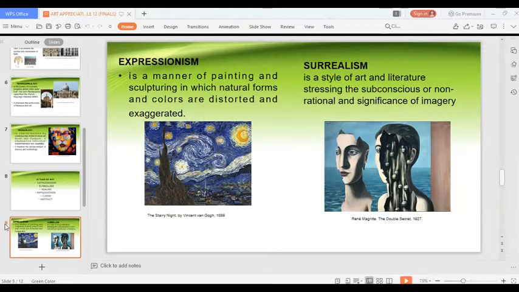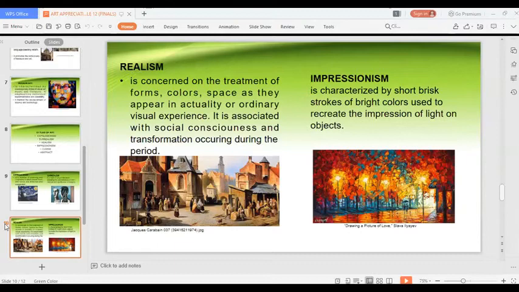So the difference between these two: in expressionism, the artist gives emphasis on the personal feelings or emotions, while in surrealism, the artist gives what? The liberation of the mind. Okay? Now let's proceed to realism and impressionism.